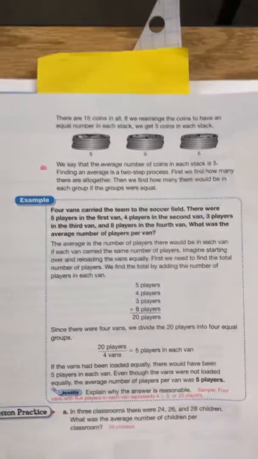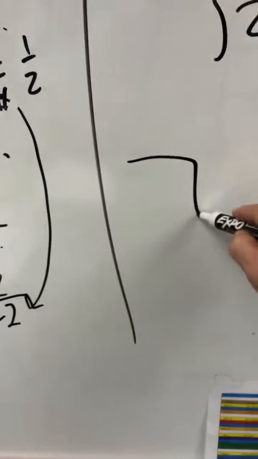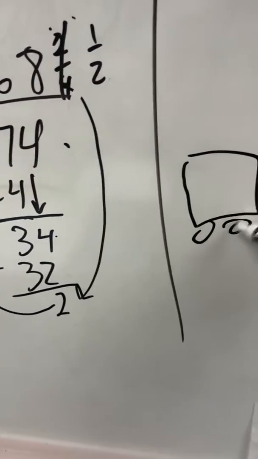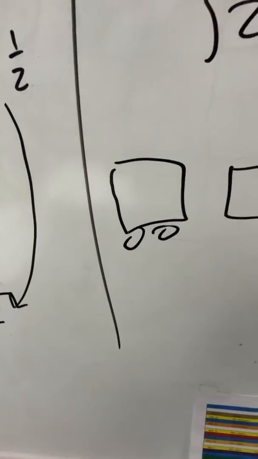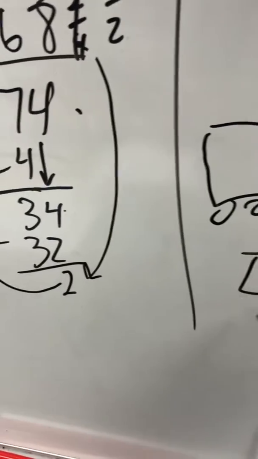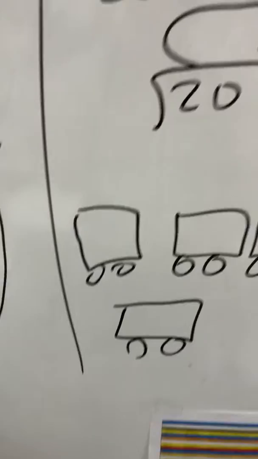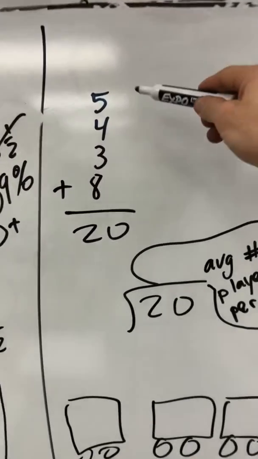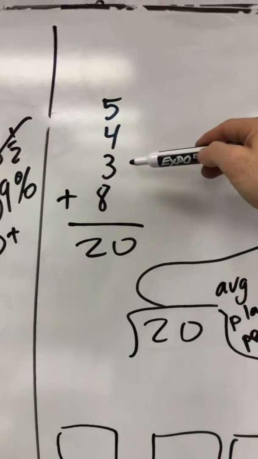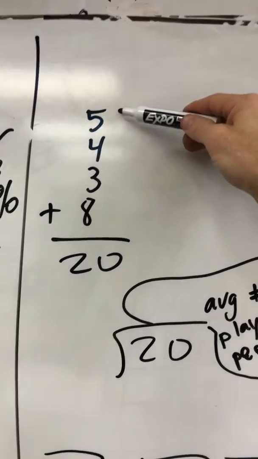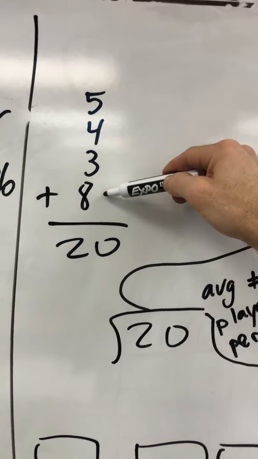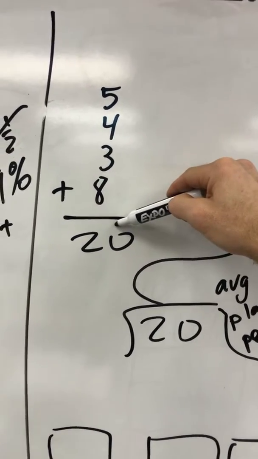Okay, so there were 4 vans. Some of you like to see the pictures. 1 van, 2 vans, 3 vans, 4 vans. So there was 5 plus 4, step 1, add them all up. 5 plus 4 plus 3 plus 8. That's all the players, equals 20 players.